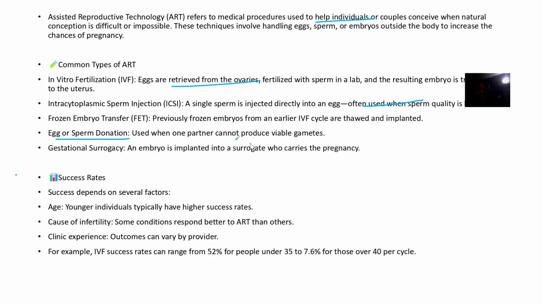used when one partner cannot produce viable gametes. Then gestational surrogacy. This is when maybe you fertilize for a couple, but you transfer the fertilized embryo into another woman, maybe because the other woman cannot keep up with pregnancy. So what we have here is that success depends on several factors.